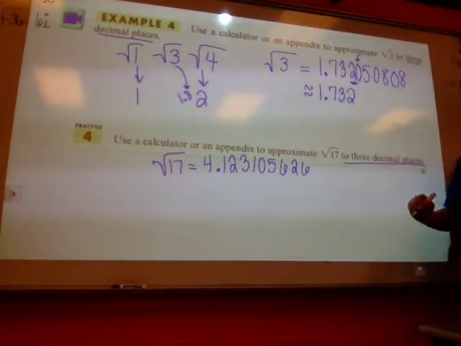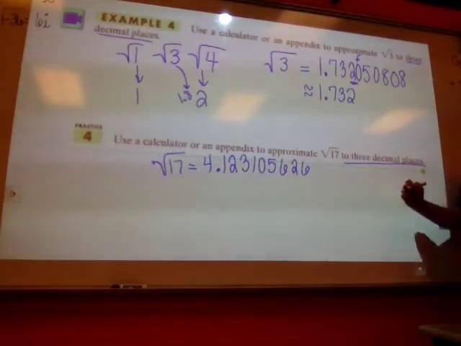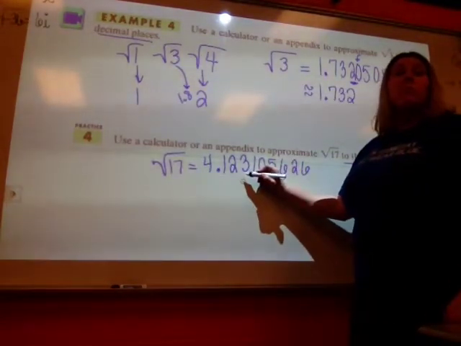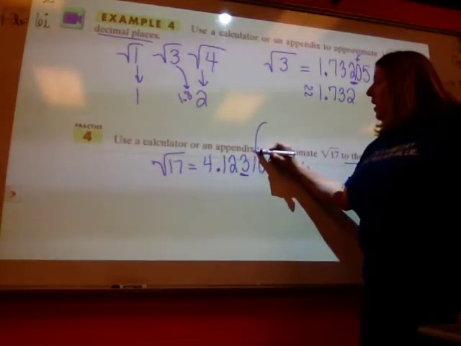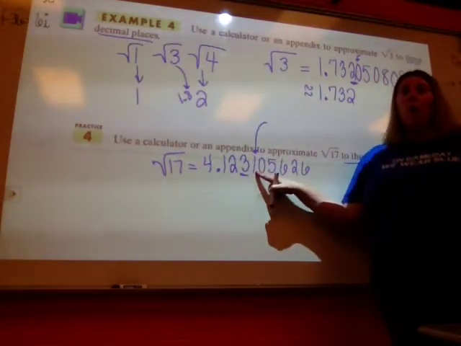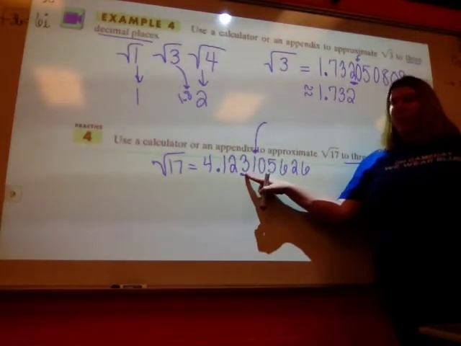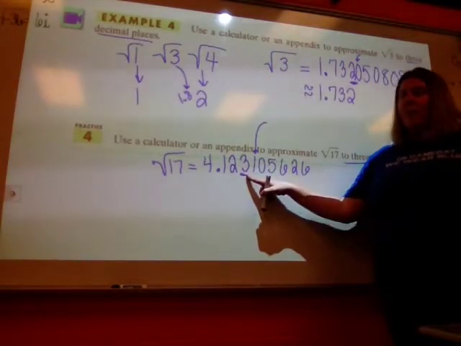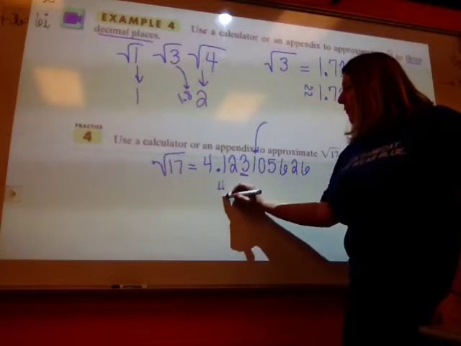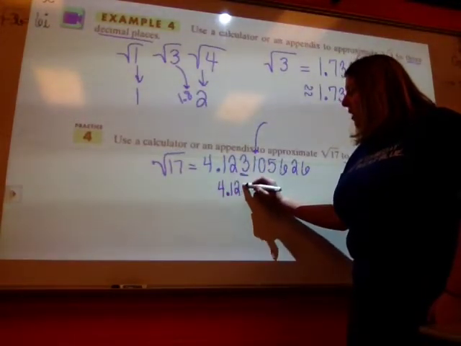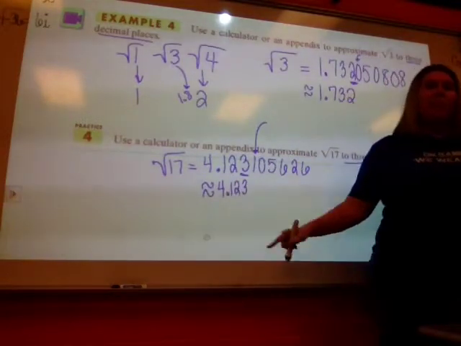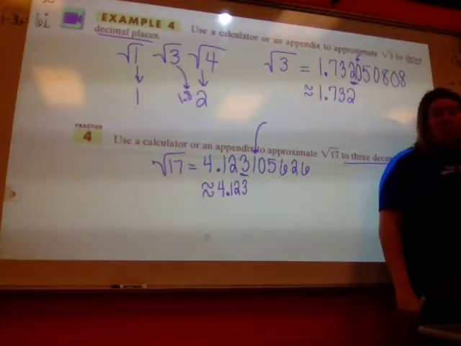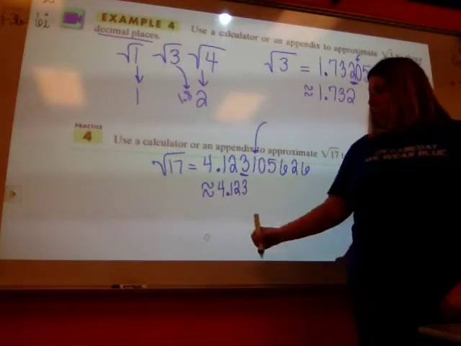Love it. Okay. And I want to go to 3 spots. So here's my third spot. I'm going to look here. It's 4 or less, so my 3 just gets a rest. So it's going to be approximately 4.123. What do these symbols right here mean, by the way? Approximately or about. Doesn't mean it's exact, but it means it's close.